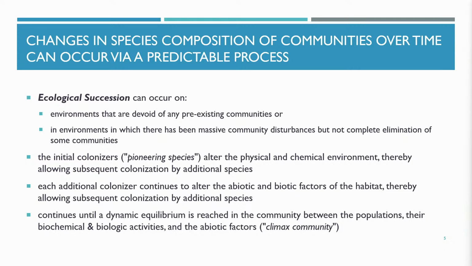And this continues until there's a dynamic equilibrium reached in the community between the populations. So that dynamic equilibrium is when everything reaches equilibrium. That's what we're calling that climax community.